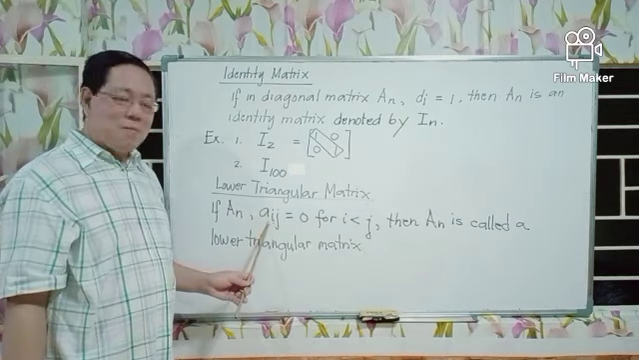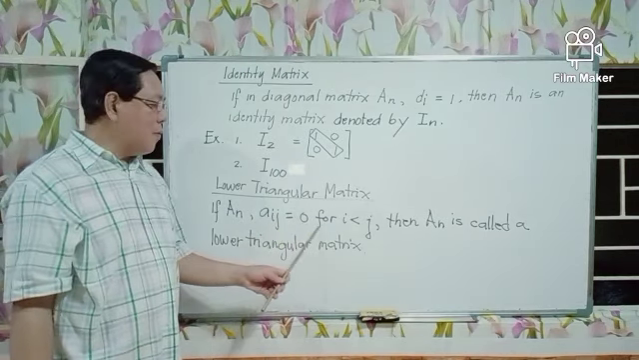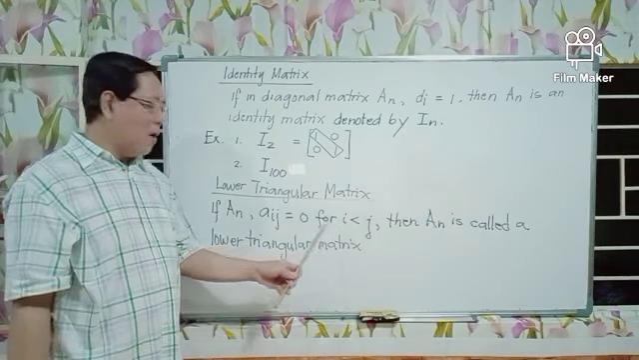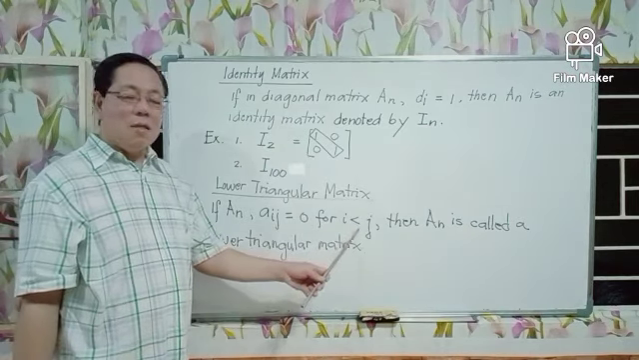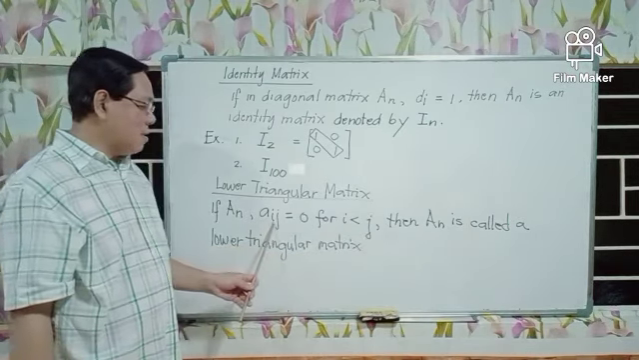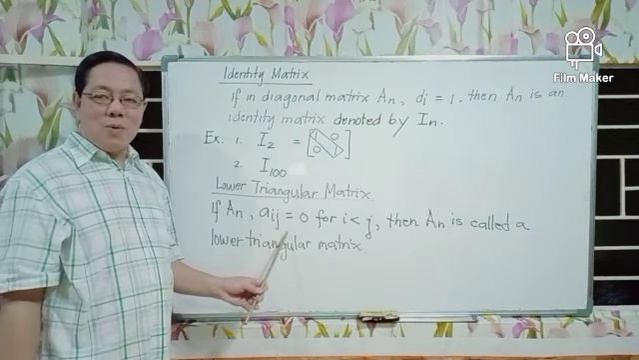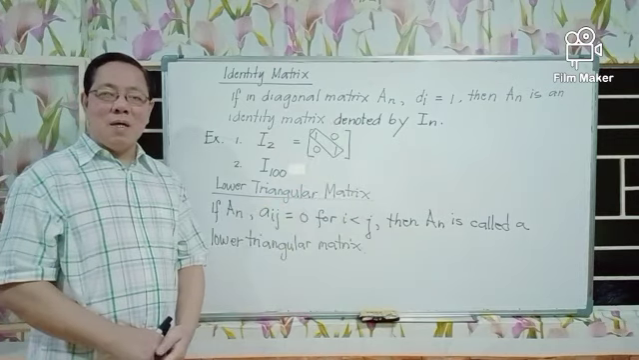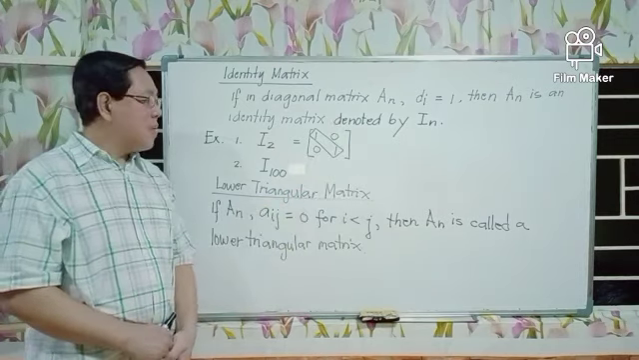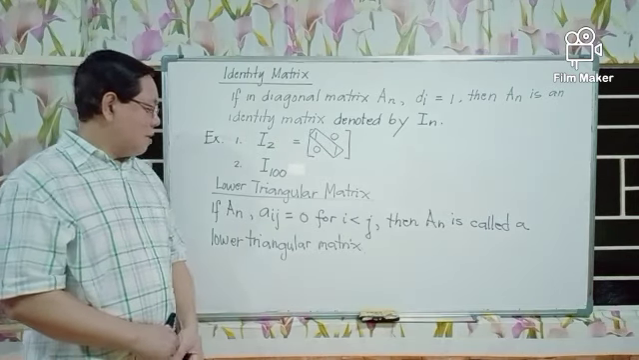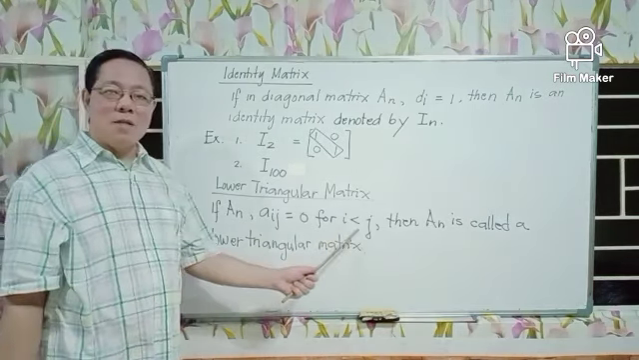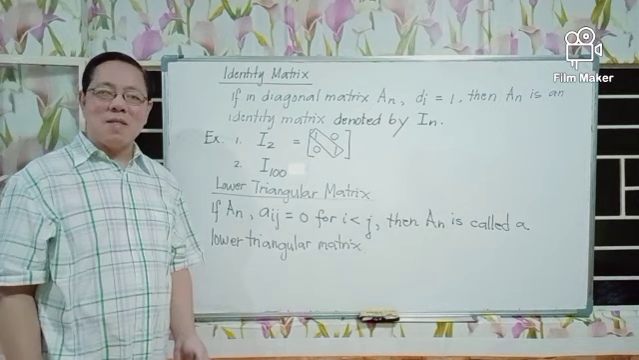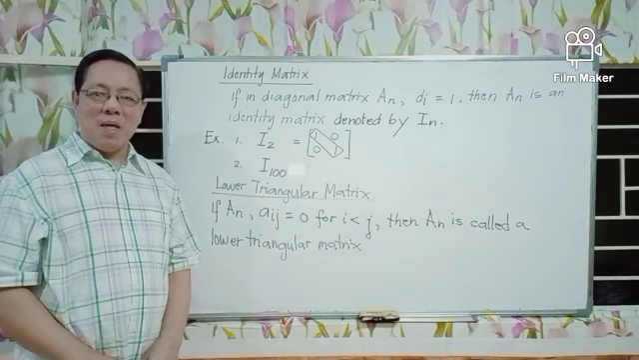A sub ij must be 0 for i less than j. This means the row number of this entry is less than the column number of these entries. And these entries are actually the entries above the diagonal. The entries above the diagonal entries have subscripts with i less than j. And before we give an example of lower triangular matrix, we define upper triangular matrix.